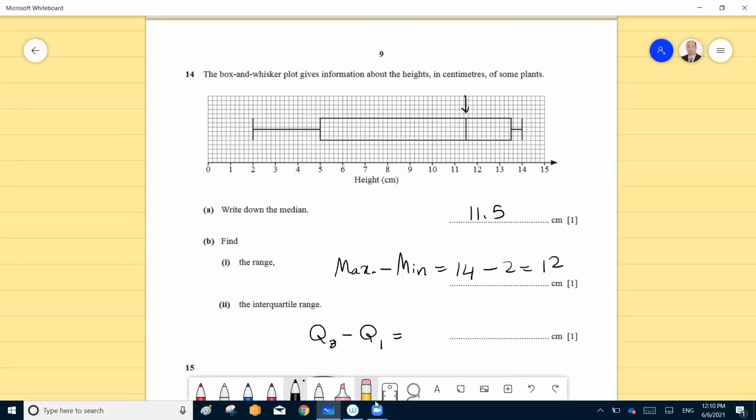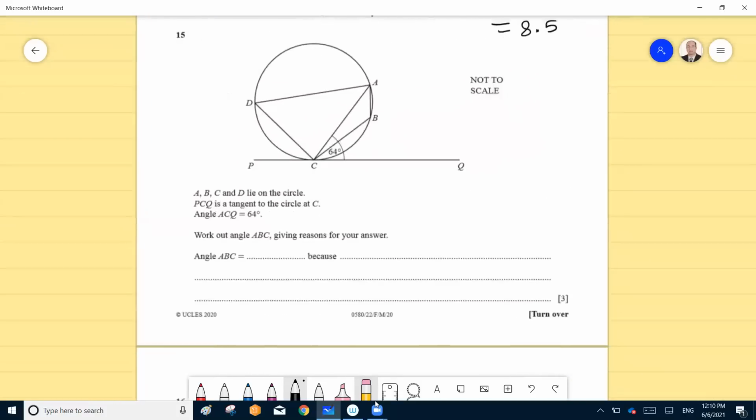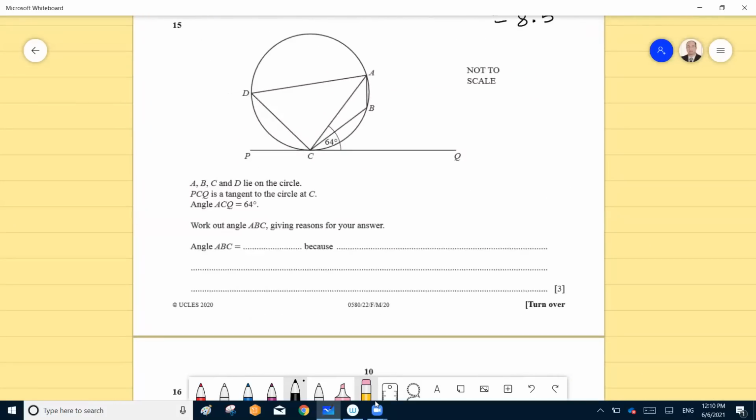The upper quartile is the midpoint between 13 and 14, which is 13 and a half, minus the lower quartile here, which is 5. The answer is 8.5. A very easy question, this one. I have now one question on circle theorem.